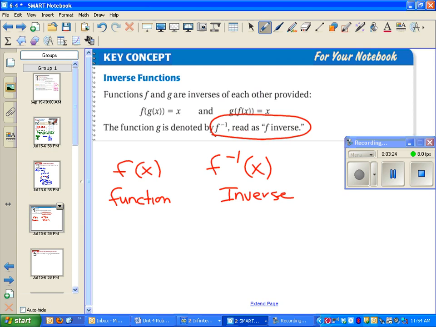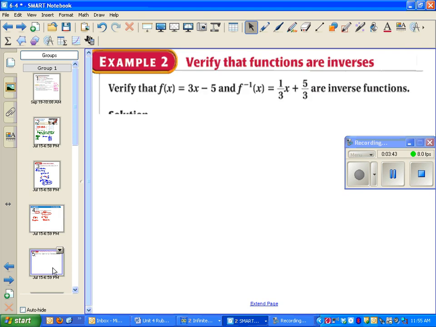And also how we can prove that a function and its inverse are in fact inverses is if we compose them and we get x, and then we compose them again, going the other direction, we also get x. So we'll do an example like that. Right, so we have f of x, we have our inverse. This is the example from 1 where we found this inverse.